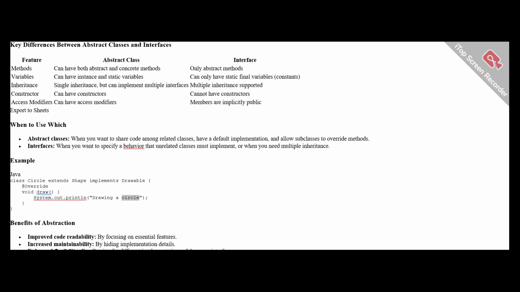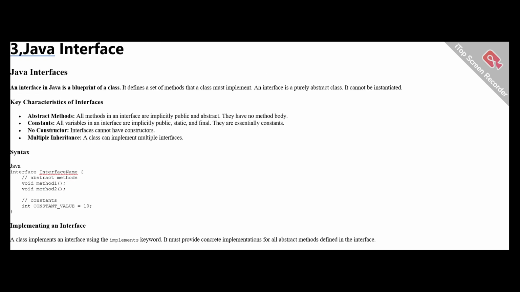System.out.println("Drawing a circle"). Benefits of abstraction. Improved code readability, by focusing on essential features. Increased maintainability, by hiding implementation details. Enhanced flexibility, by allowing for different implementations of the same interface. Better code organization, by grouping related functionalities.